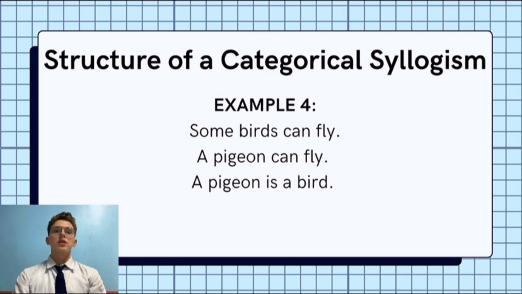Example 4. Some birds can fly. A pigeon can fly. A pigeon is a bird. In the fourth example, the major term is some birds. The minor term is a pigeon and the middle term is fly.